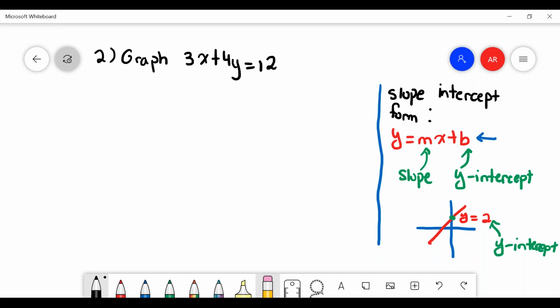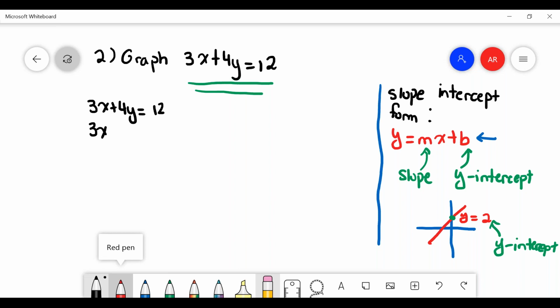So we need to put this specific equation into slope-intercept form, which means isolating for y in 3x plus 4y equals 12, changing it from the standard form it is in currently. We'll use simple algebra. First, we subtract 3x on both sides. We have 3x plus 4y equals 12, and so 3x minus 3x plus 4y equals 12 minus 3x.